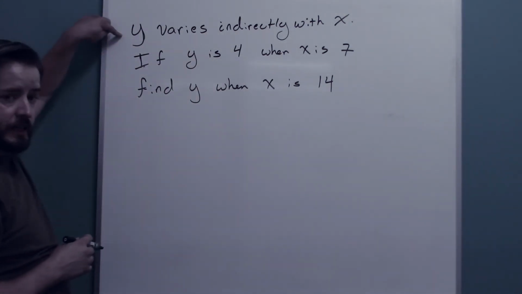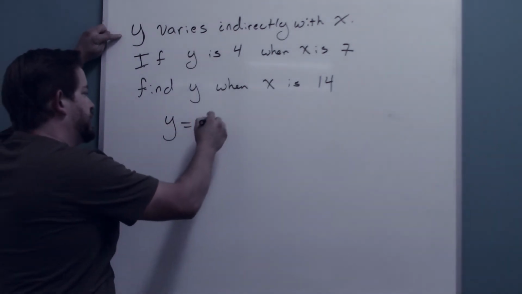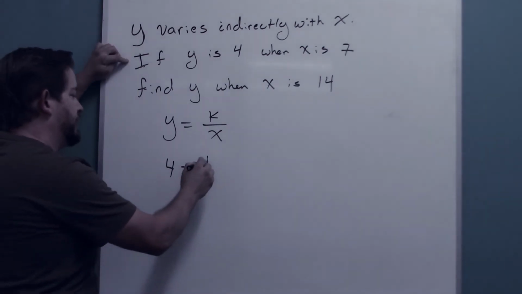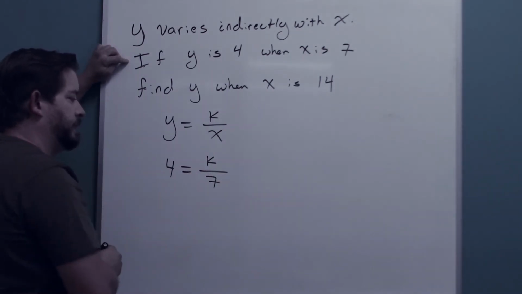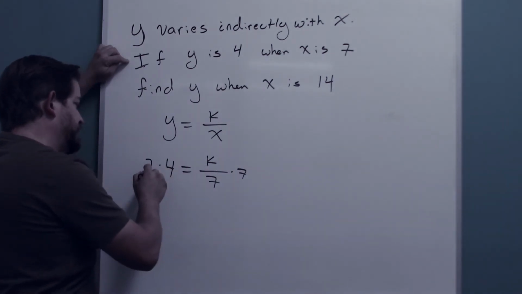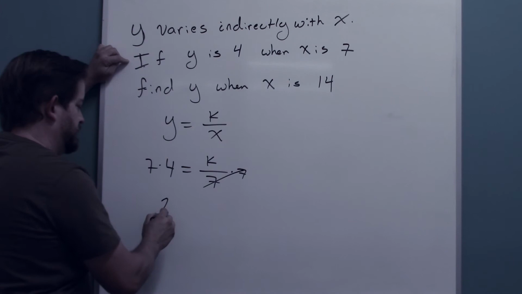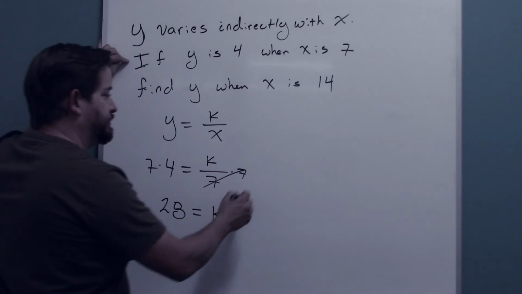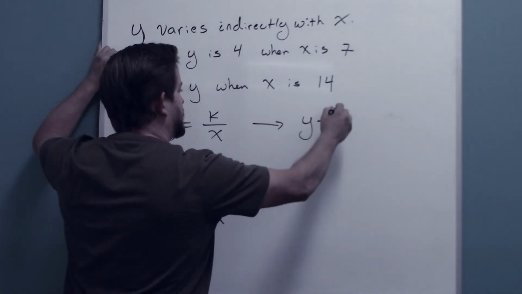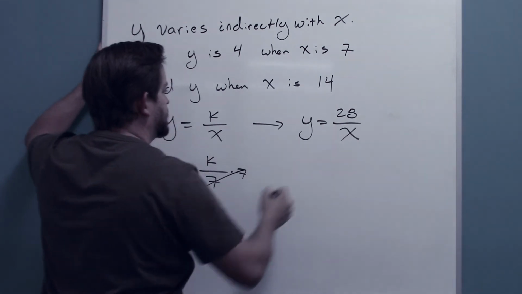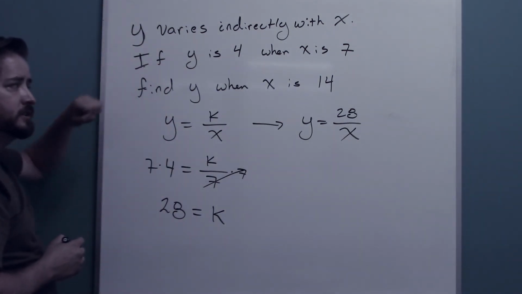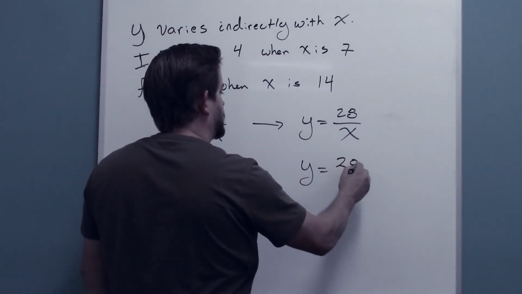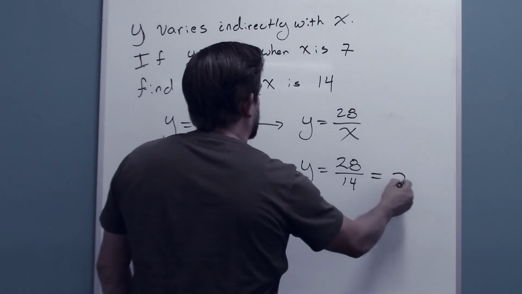So again, I know it's an indirect variation, so I have y equals k over x. But I specifically know that y is equal to 4 when x is 7. So I multiply both sides by 7 to solve for k. K is 28. Therefore, I specifically know that my equation is y equals 28 over x. The question is to find y when x is 14, so I replace my x with 14. And y is 2.